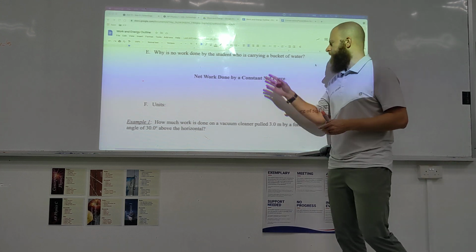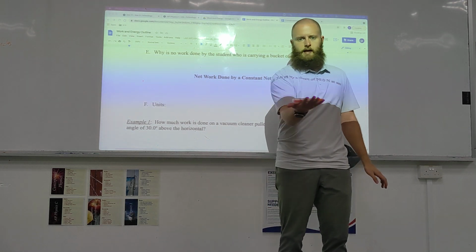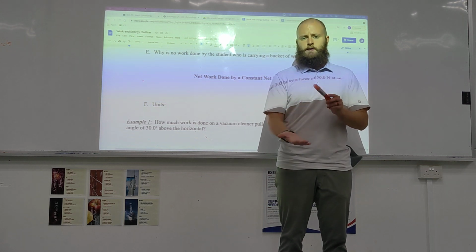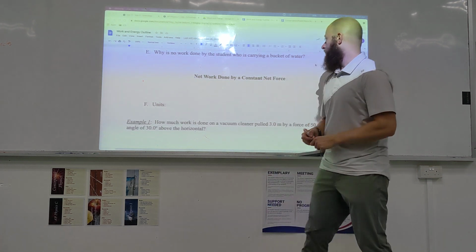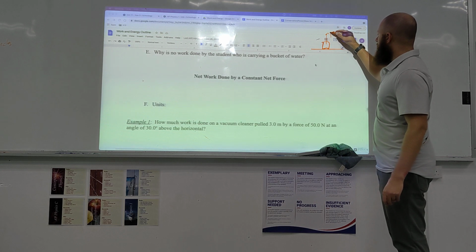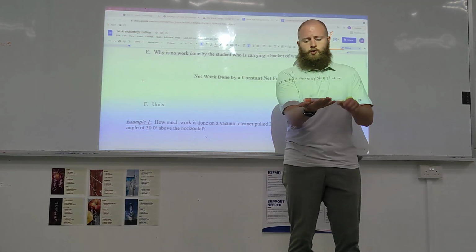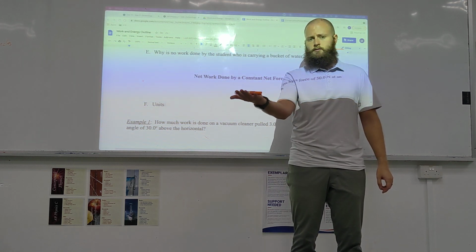Another example of this very similar idea is if I have this marker in my hand and I'm moving my hand side to side. Which direction is the force of my hand? Yeah, that's right. The force of my hand is straight up. So here's my marker. The force I'm applying is straight up. I'll label that as F. But the question is, which direction is the marker moving?